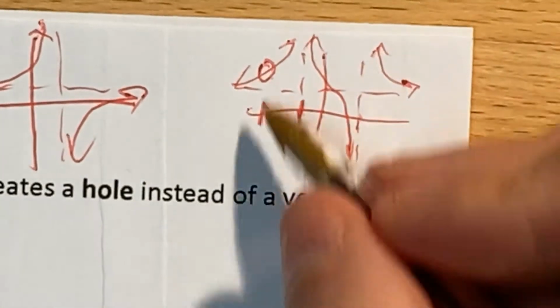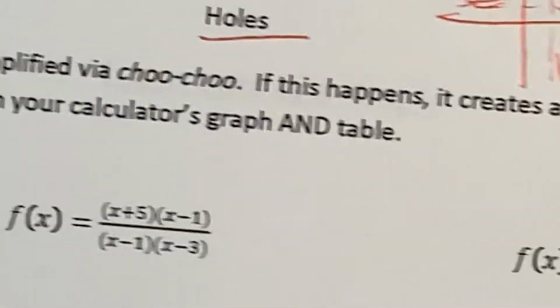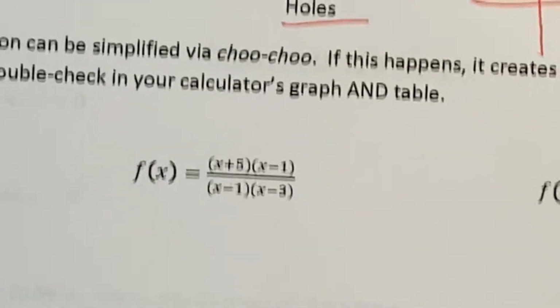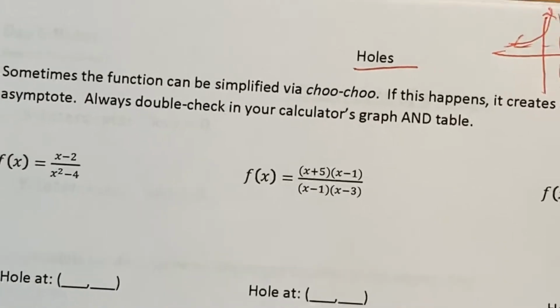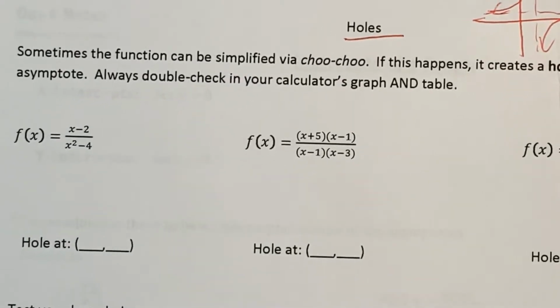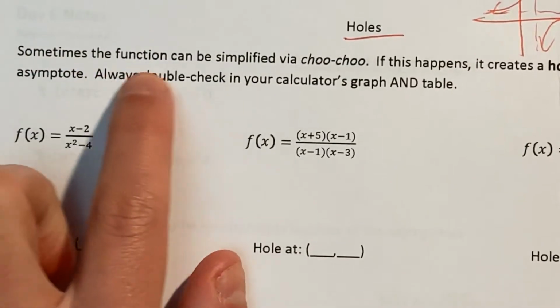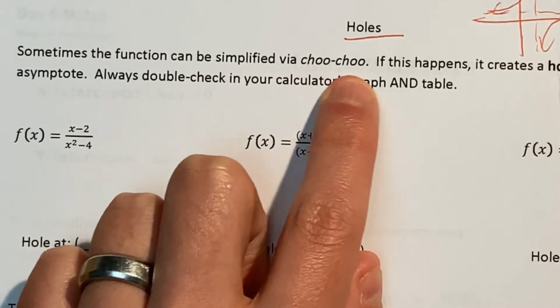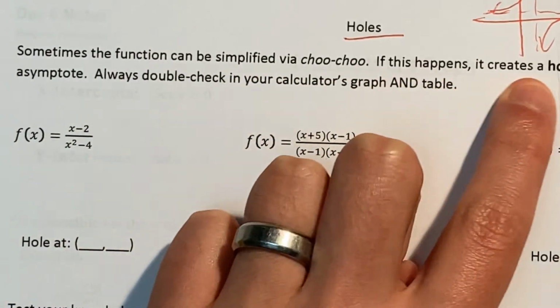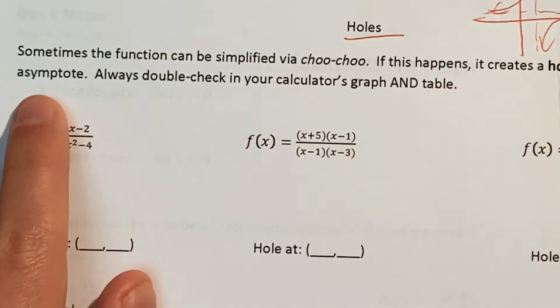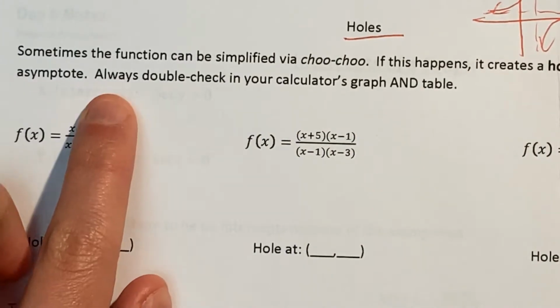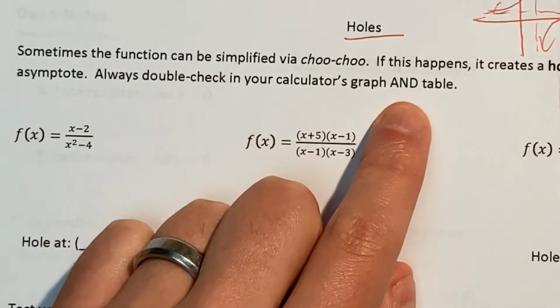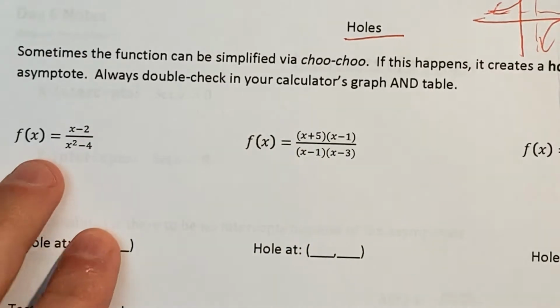And you're going to draw it just by doing a circle. As you did before, filled in circles mean something exists, open circles mean something does not. So here we go. Sometimes the function can be simplified via choo-choo. If this happens, it creates a hole instead of a vertical asymptote. Always double check in your calculator's graph and table to make sure everything worked out all right.